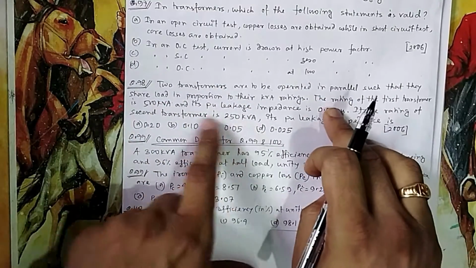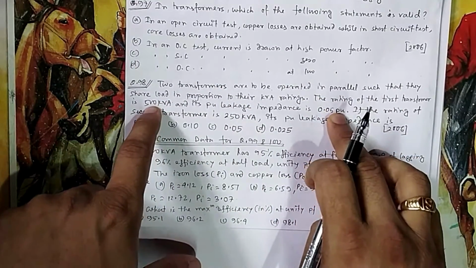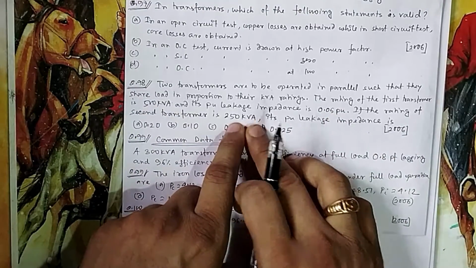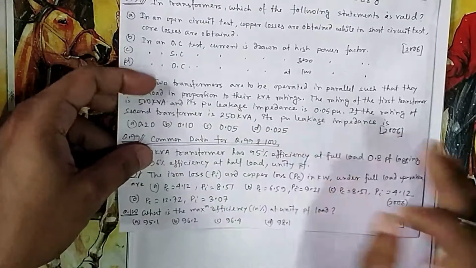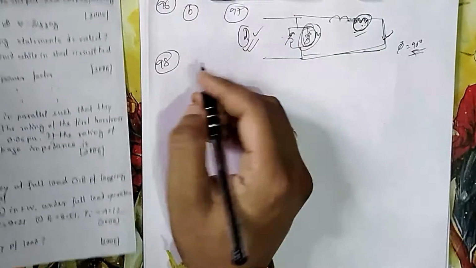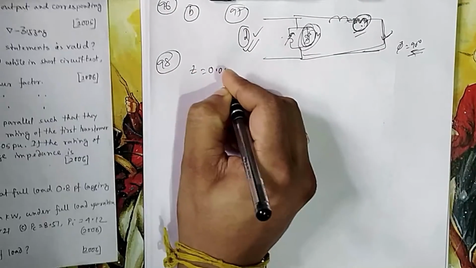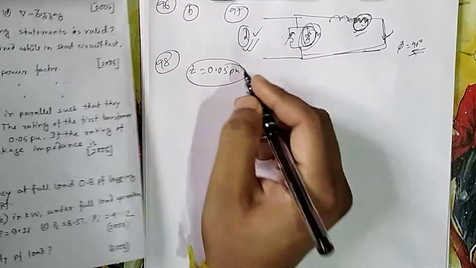Suppose it is 5 ohm. So 5 ohm on the basis of this, if it is 0.05, then 5 ohm on the basis of this will also be 0.05, because it is per unit on the basis of this. So that's why it is 0.05. So the per unit value on their respective bases should be equal.